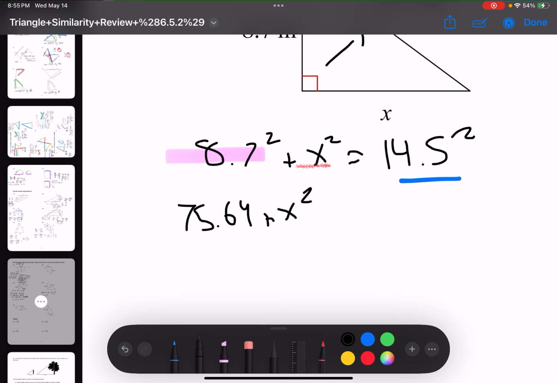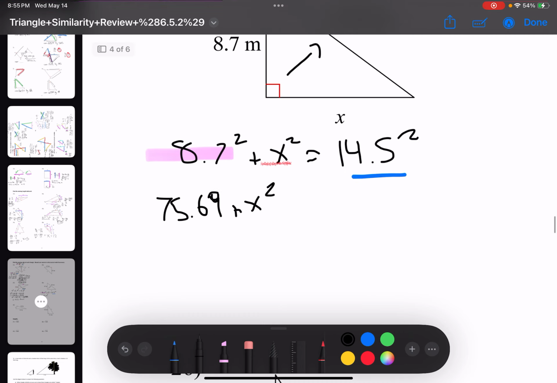Hold on, that doesn't look like a 9, that's a 9 though. Why can't I go back? Oh my god, this is so frustrating. 14.5. I just can't do anything right now. What? That's not, I said 14.5 squared. There we go, thank you.